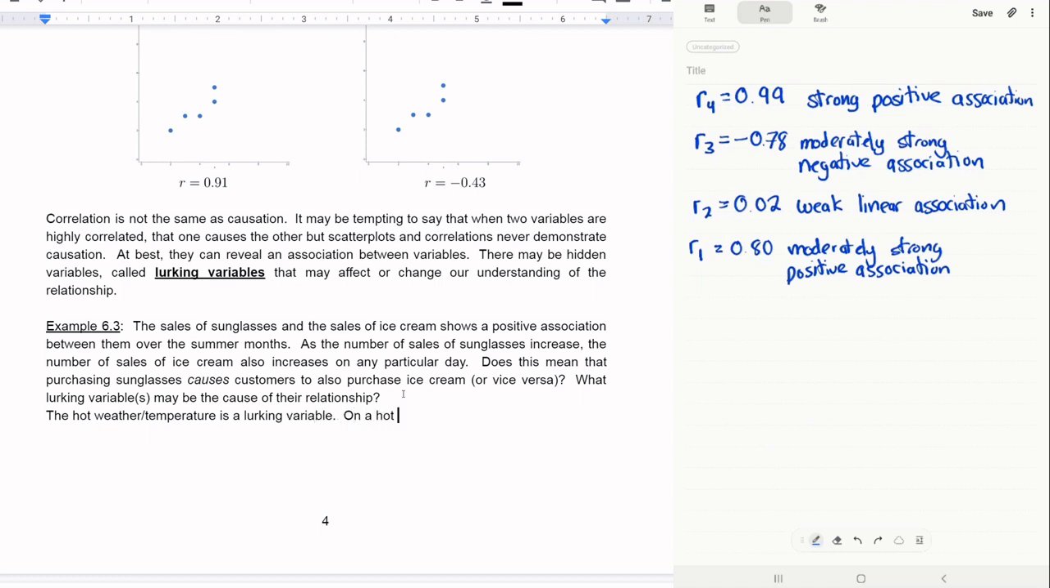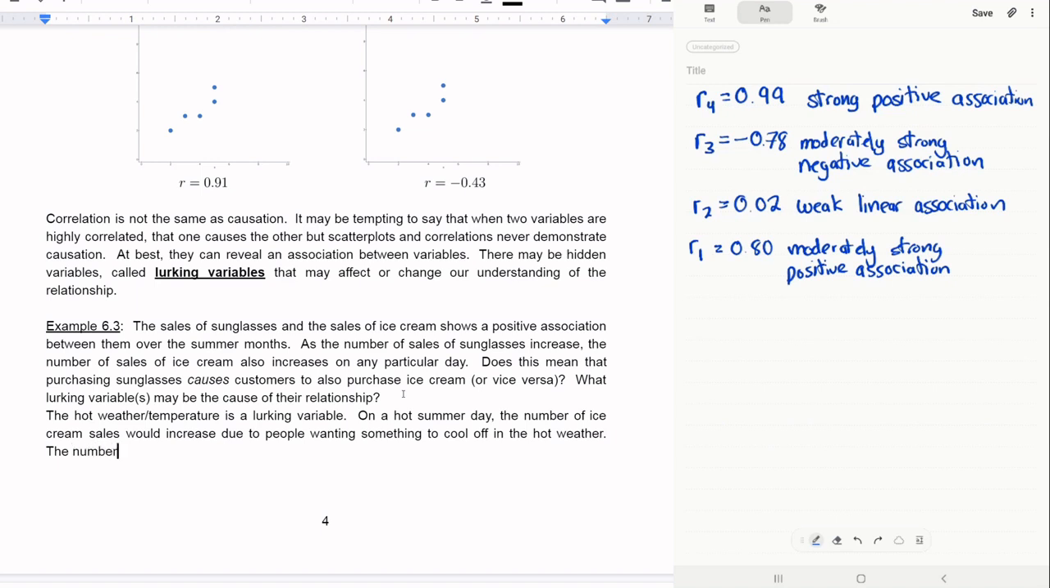So on a hot summer day, the number of ice cream sales will increase due to people wanting something to cool off in the hot weather.